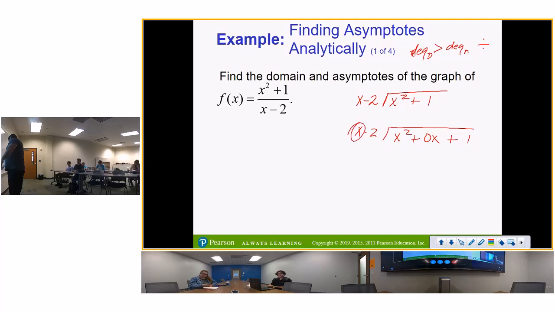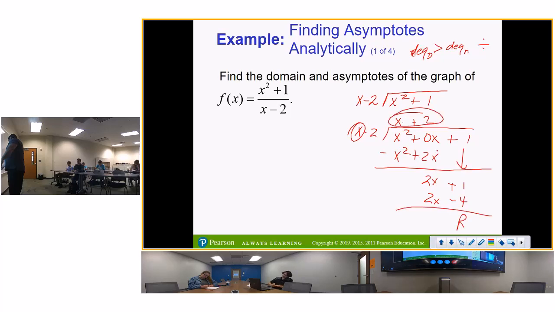X will go into x squared. X times x is x squared. X times -2 is -2x. You always subtract. That'll make that a plus. Bring down the 1 to help out. How many times will x minus 2 go into 2x? 2 times. 2 times x is 2x. 2 times -2 is -4. We don't care about the remainder.